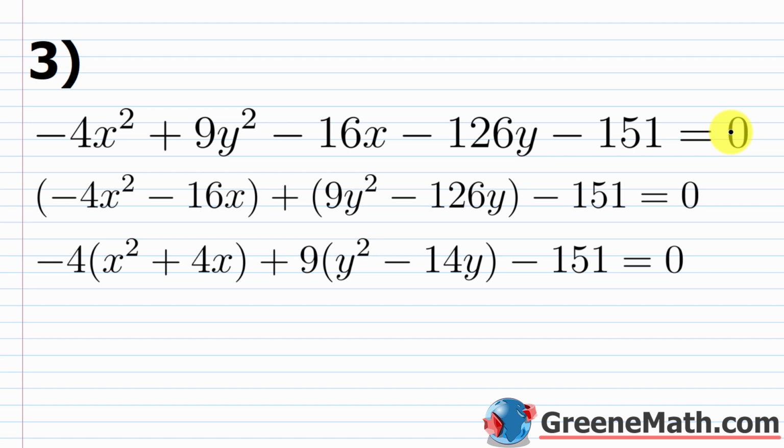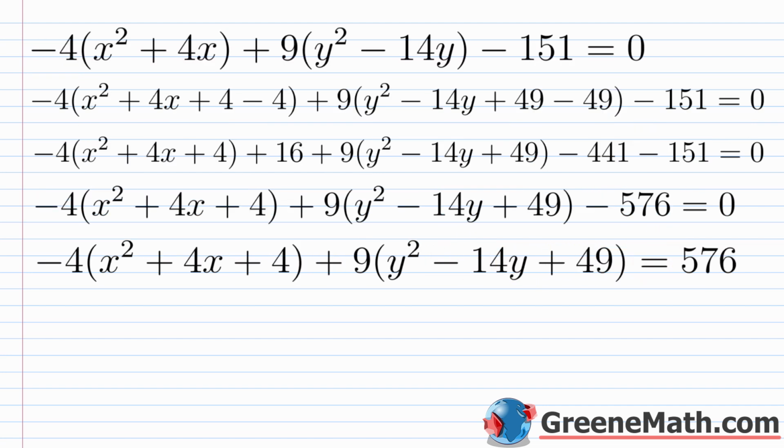You're going to group your x guys together and your y guys together. So you're going to write this as -4x squared minus 16x. So you have this guy, and then you're going to put plus 9y squared minus 126y. That's coming from this guy. And then you could just have your minus 151 is equal to 0. So then what you're going to do is factor out the coefficient of the squared variable, because if we complete the square, we want that to be 1. So you pull this out, you get negative 4 times the quantity x squared plus 4x plus 9 times the quantity y squared minus 14y minus 151 is equal to 0.